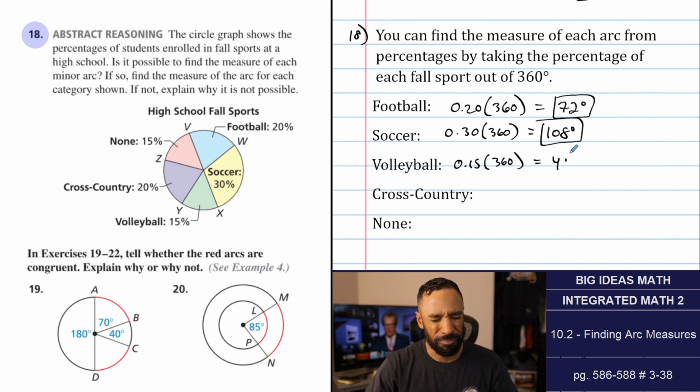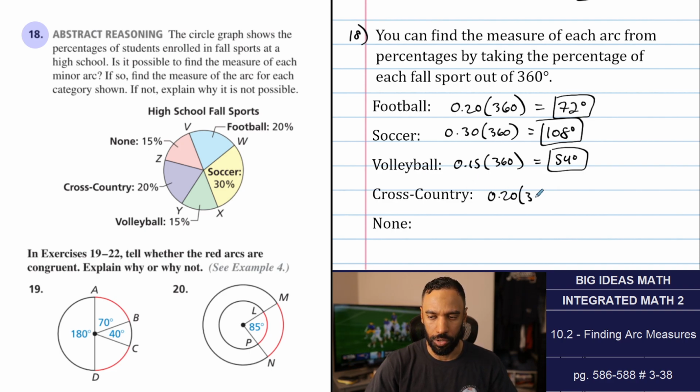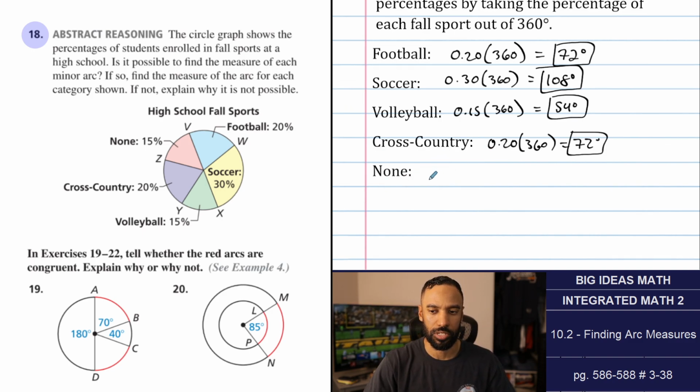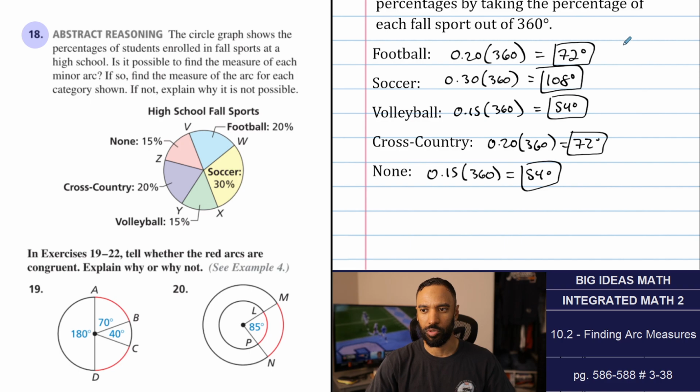No, I'm sorry, 54. Oh, it's half of 30%. I should have done that. 54 degrees. Cross country, 20% of 360, also 72. Now, by the way, all these should add up to 360 in the end, right? Because these should add to 100%, and these should all add 360 degrees. None is 15% of 360 as well, which is also 54 degrees. So 54 plus 72 plus 54 is 108 plus 72, I suppose, is going to be 360.